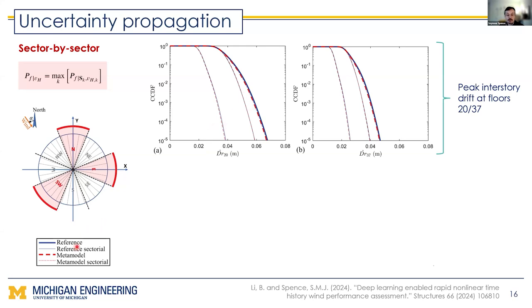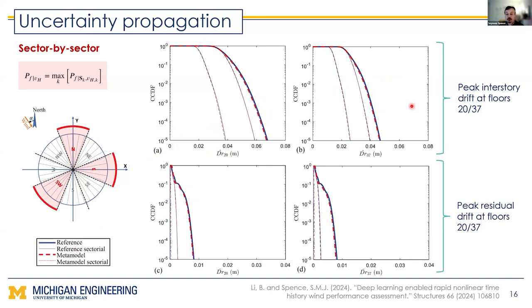So reference values are in blue. We ran this also through the high fidelity model for validation. Then we have in red lines our metamodel. And we can see these are for the 3 critical sectors. We can see really good correspondence all the way down here to 10 to the power of -5. Same thing over here for the response on the 37th floor. Failure probability of the system is just the envelope over all sectors. So we're predicting that very well.